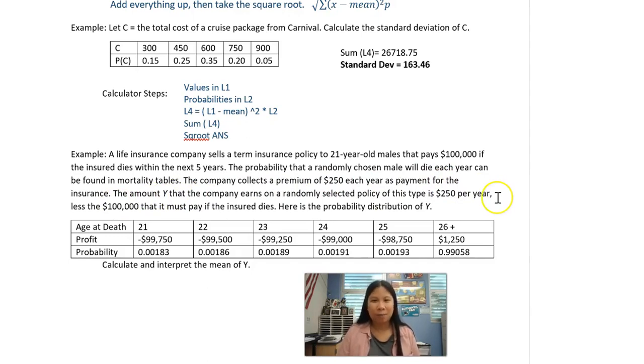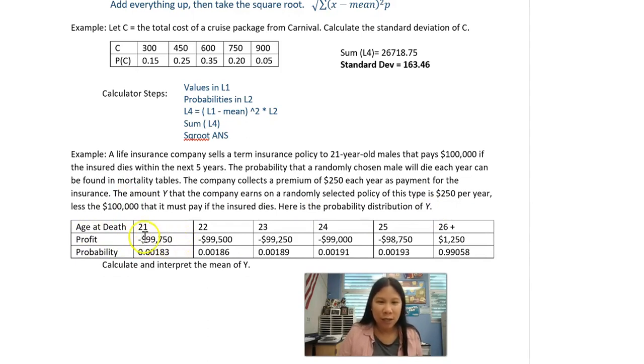So basically, the insurance company is earning a bunch of money, unless they actually die and then they have to pay a lot. Here's the probability distribution of Y. So here, this is all based off of the profit that the company makes.